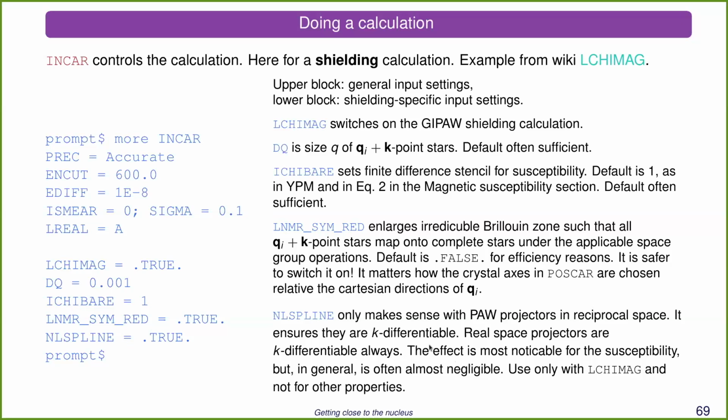But when you are in reciprocal space, so this default for your PAW projectors, it might be advisable to switch this on. You notice it much more in the susceptibility than in the shieldings. In the shieldings, the bare shieldings itself, it's a small effect. Okay, so this was the first block.